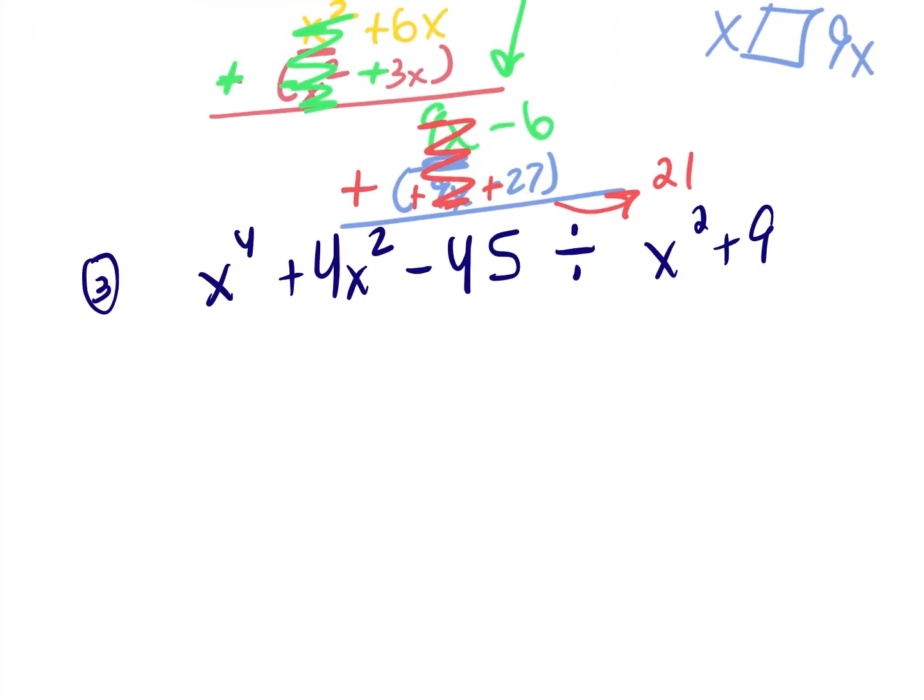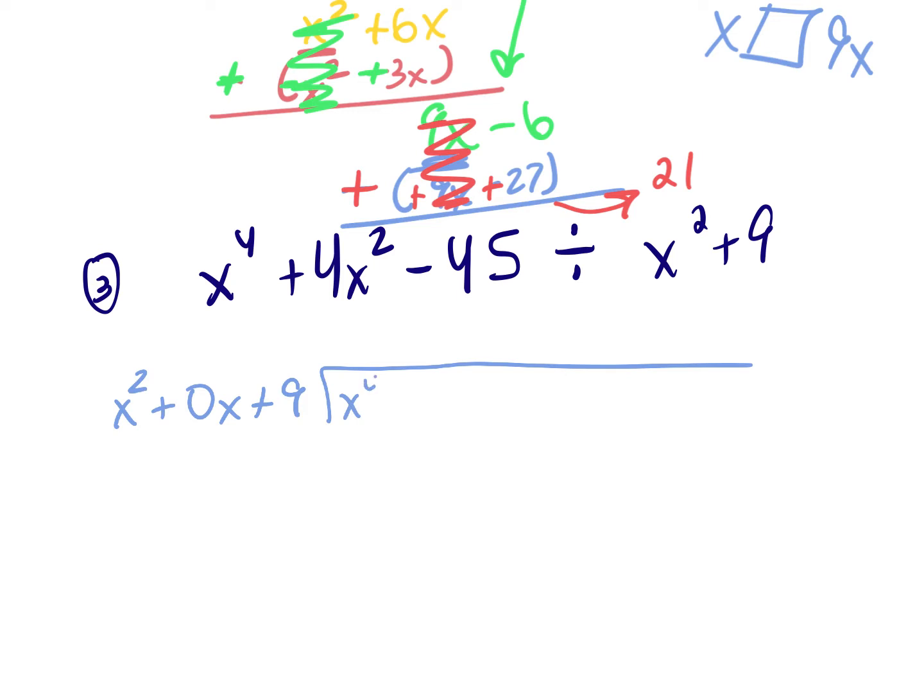All right, guys, looking at number 3, what do you notice about number 3? Okay, there's gaps. I'm dividing x to the 4th plus 4x squared minus 45 by x squared plus 9. So my x squared plus 9 is going to go on the outside, but I need to write it like this: x squared plus 0x plus 9. I have to have a placeholder. If not, then your division is off. So on the inside, I have to have placeholders as well.